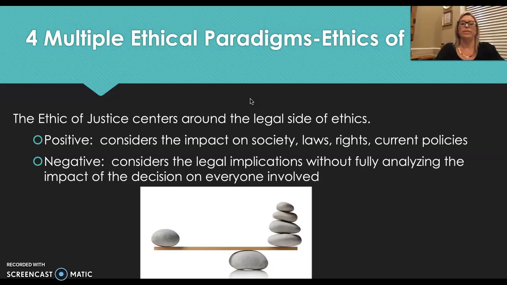The ethics of justice. The ethics of justice paradigm centers around the legal side of ethics in making moral decisions. When the ethic of justice is used, leaders consider the impact on society, laws, rights, and current policies. However, when the ethic of justice is used alone, the legal implications are considered without fully analyzing the impact of the decision on everyone involved. The result of the decision may not be seen for years to come. A leader who uses only the ethic of justice may be seen as callous.